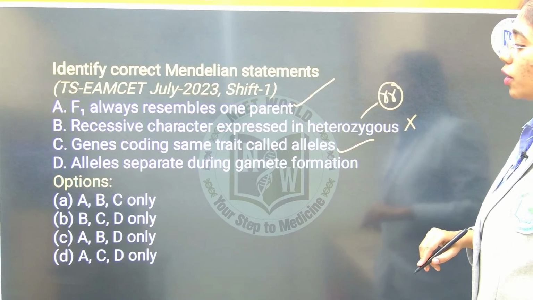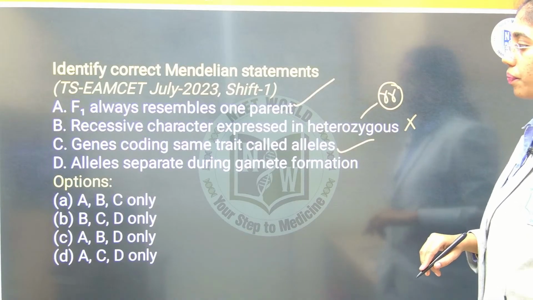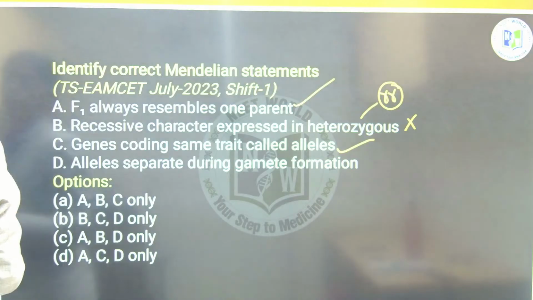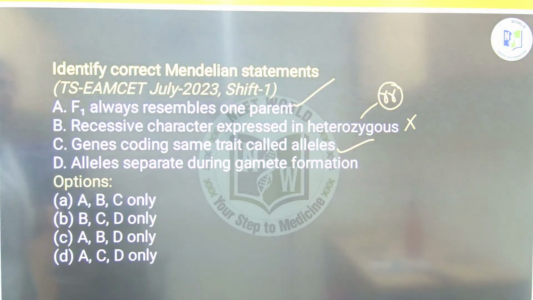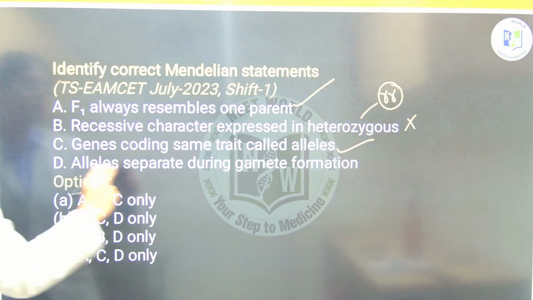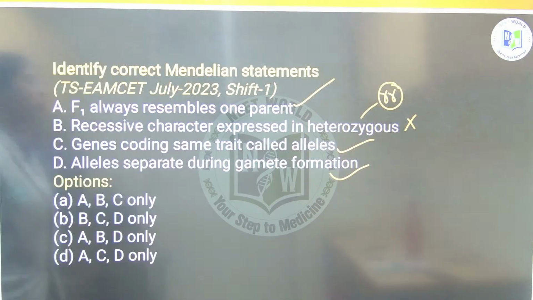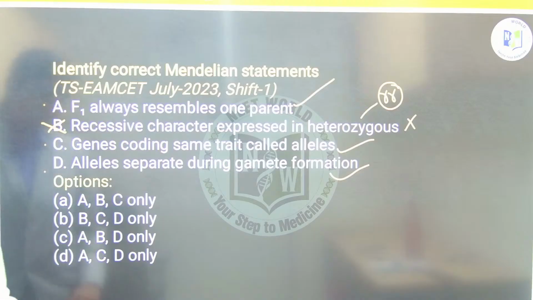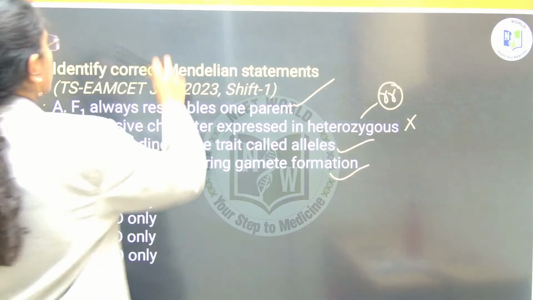Alleles separate during gamete formation. Alleles do separate during gamete formation, true. This we have learned from the chromosomal theory of inheritance. So here, what is the incorrect statement? Option B is incorrect. A, C, D are correct statements. Option D is right. Next question.